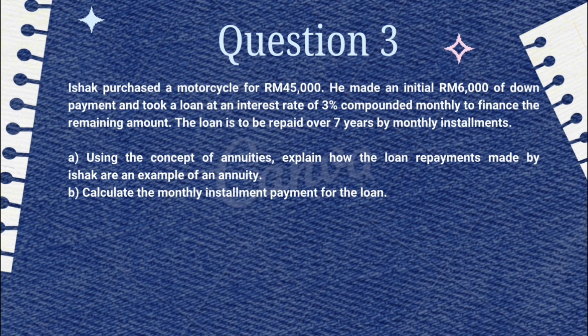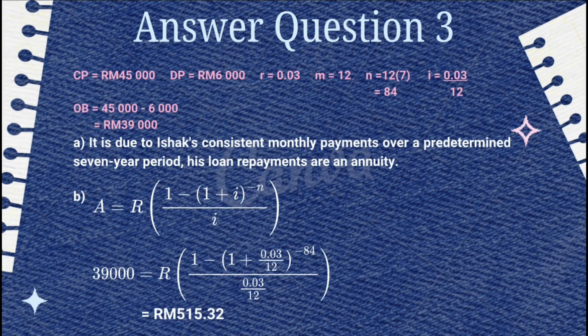The loan is to be repaid over 7 years by monthly installment. The question has given cash price 45,000 ringgit and down payment 6,000 ringgit. To find the A, which is the present value of the annuity, we need to deduct the value of cash price and down payment. 45,000 ringgit minus 6,000 ringgit equals 39,000 ringgit.